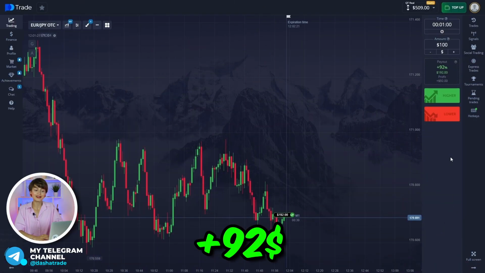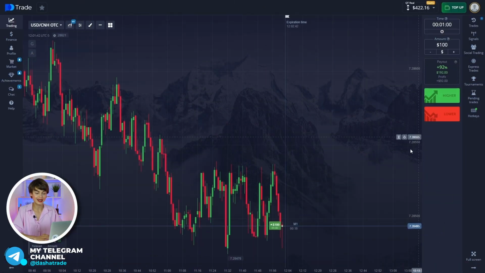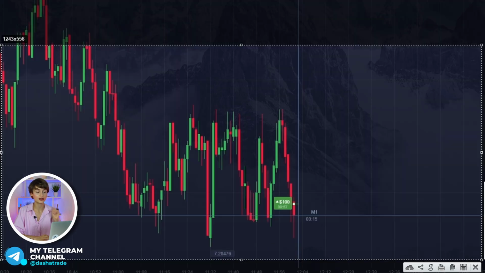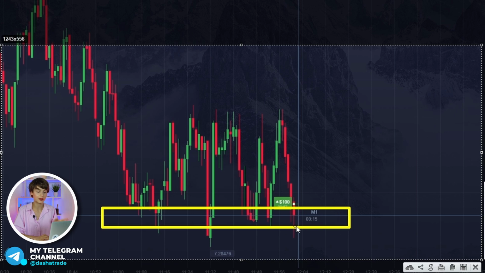Our deal confidently closed in profit, we go on. Found another interesting case, guys. I opened a deal with higher for $100 for 1 minute. The price is located in terms of the trade corridor. The price got to the support zone, and at this point I opened a deal with higher.